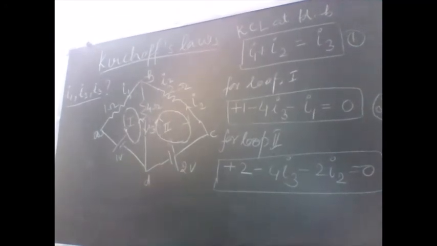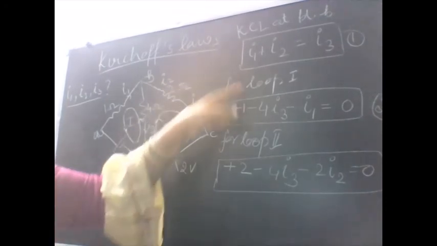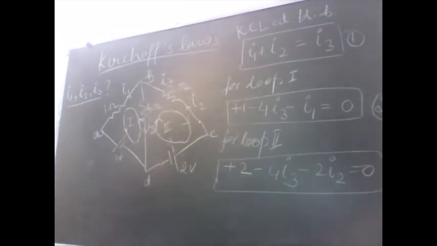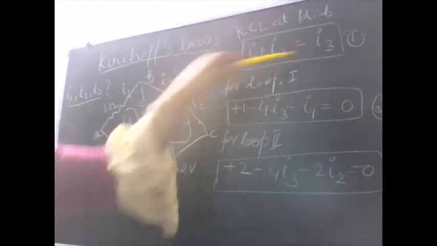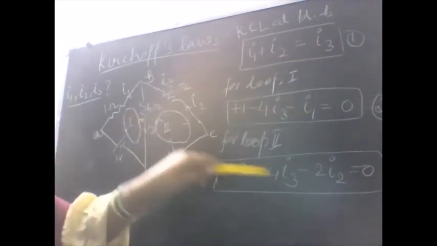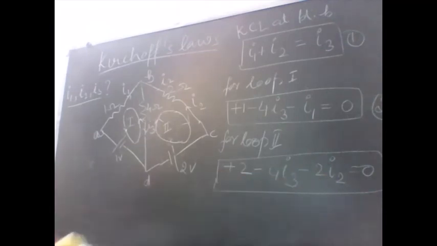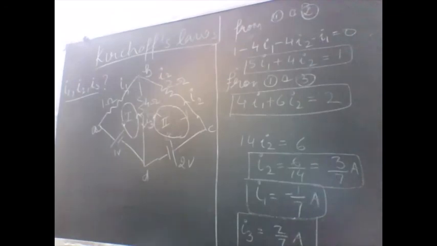Now look at all the 3 equations. Equation 1, 2 and 3. Isn't it that we are having 3 variables? I1, I2, I3. I1 and I3 here and I2 and I3 here. So 3 variables and 3 equations can be solved using the elimination method. So let us solve it and get the final answer.